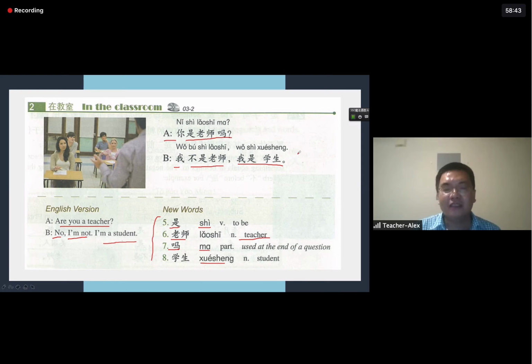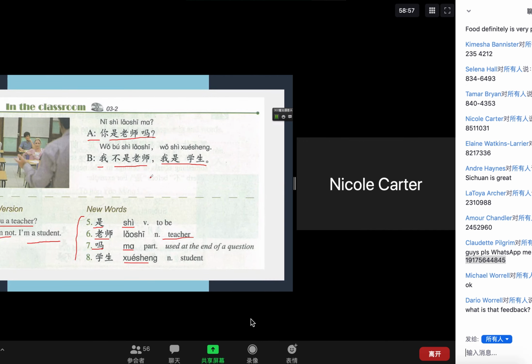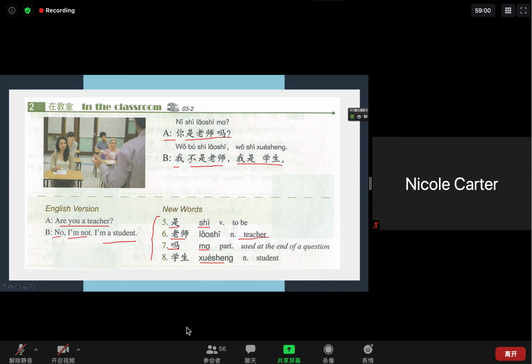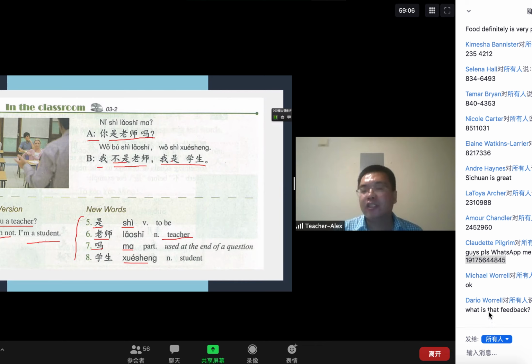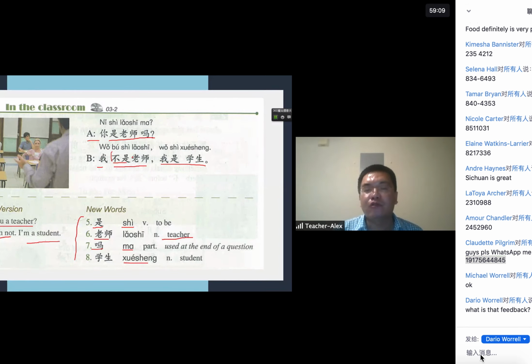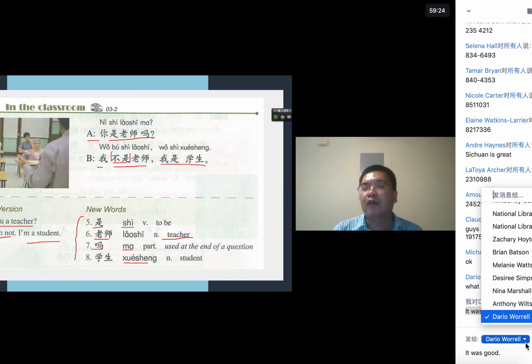Okay, we find one more student to read this dialogue. 你是老师吗? 我不是老师. 我是学生. So we read these two words together. 不是 means I'm not the teacher, I'm student. 你是老师吗? 我不是老师. 我是学生.